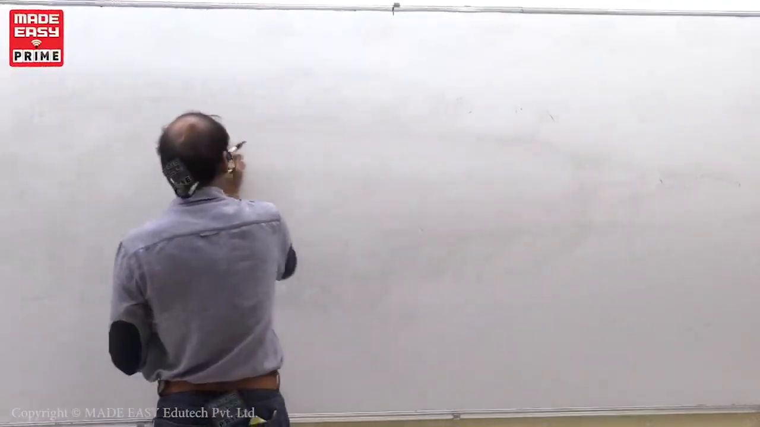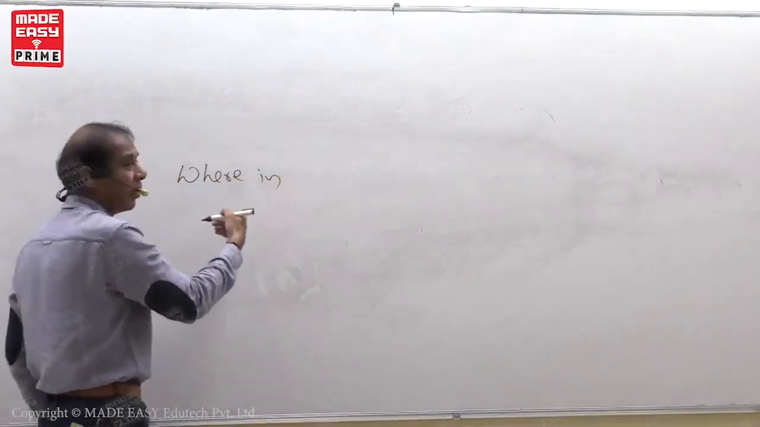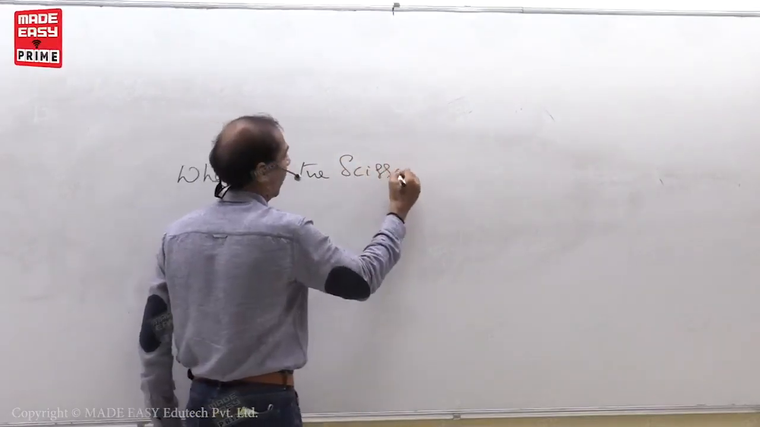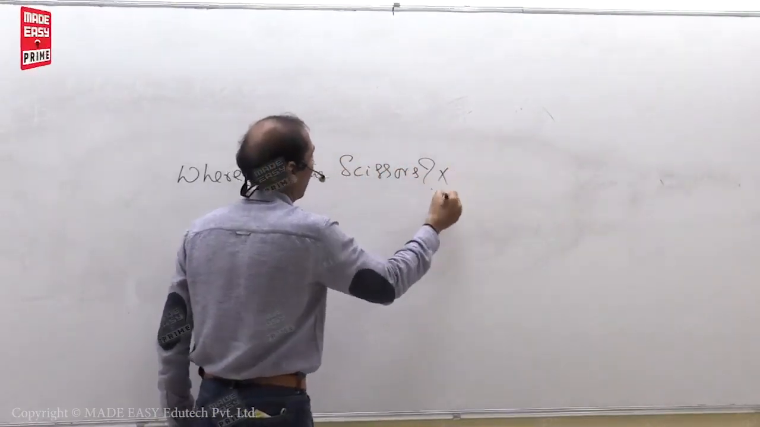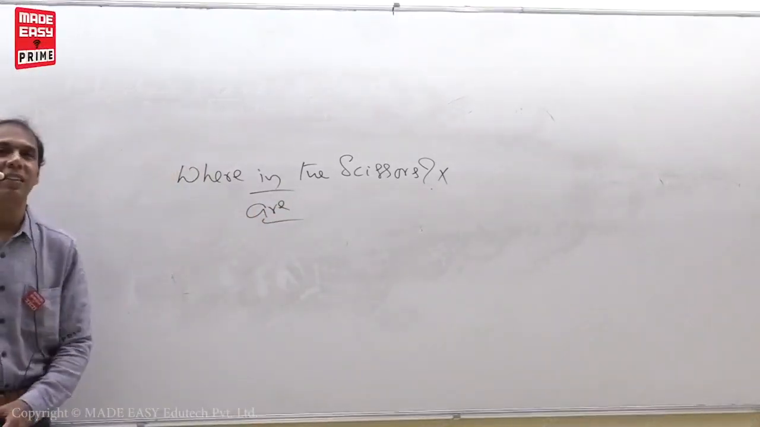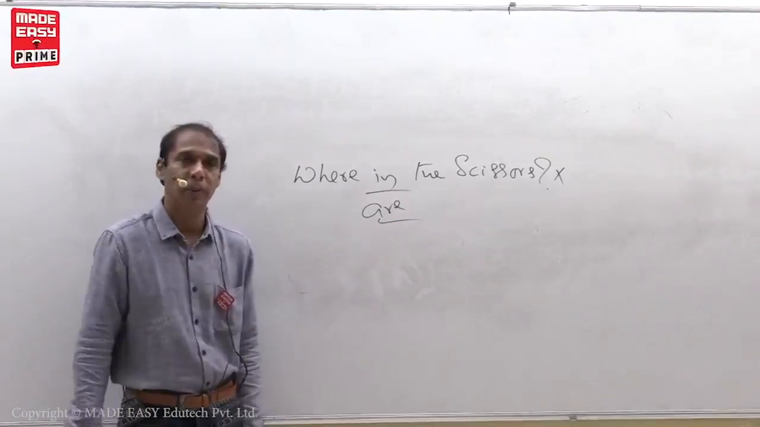See, this is a very common mistake. Where is the scissors? Wrong. Where are the scissors? Not where is the scissors. Though it is one piece, you have to go with a plural verb.